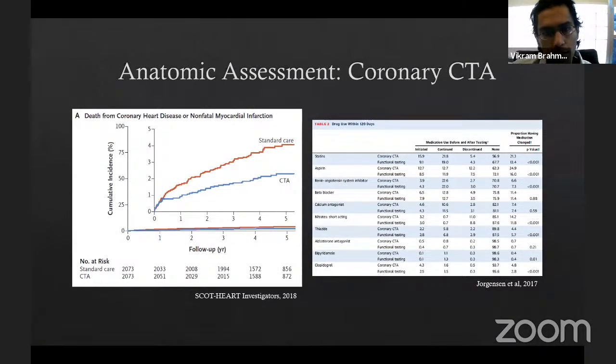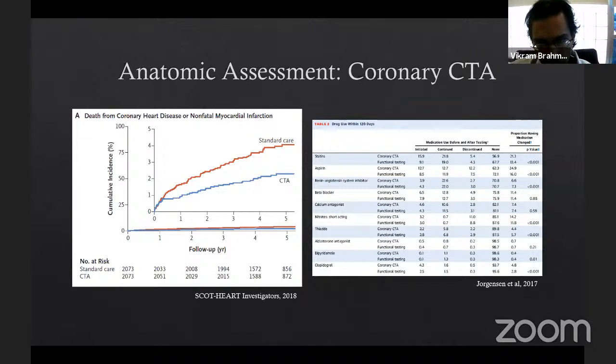I didn't include the PROMISE trial on this slide, but one thing to note from that trial, even though it was a negative trial, about 2/3, I think, of the patients who had cardiac events in PROMISE ended up having normal functional tests, but they did have non-obstructive disease by anatomic assessment. So again, functional testing can miss patients who have non-obstructive disease, and it's important to catch them.